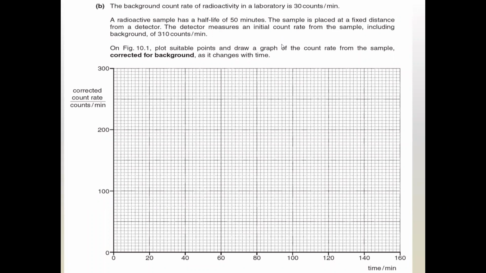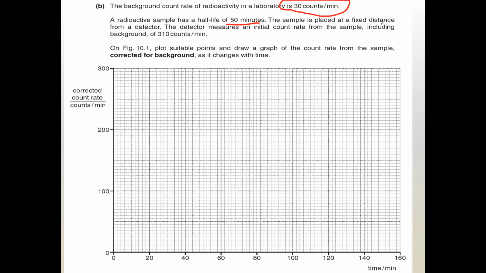The background count rate of a radioactive sample is 30. So background counts given in the question are 30, meaning radiation from the surroundings is 30. A radioactive sample has a half-life of 50 minutes, meaning after every 50 minutes it becomes half of its original value.